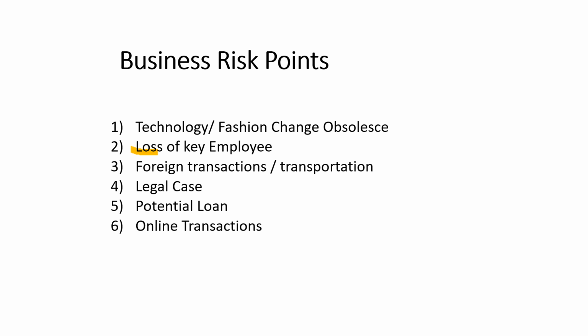Another point is legal case, for example non-compliance by the company. Another is potential loan. For example, a product development or project is going on and we have to take a loan from the bank, and the business situation is such that we can't get it due to its conditions. You can also find it with a trigger like online transactions. You can see a new website being developed, and the risk will be confidentiality risk.